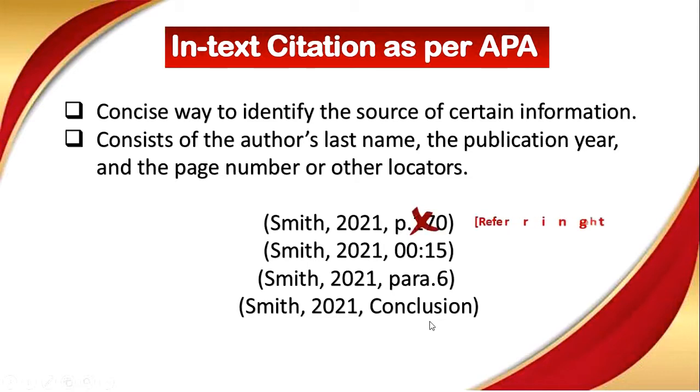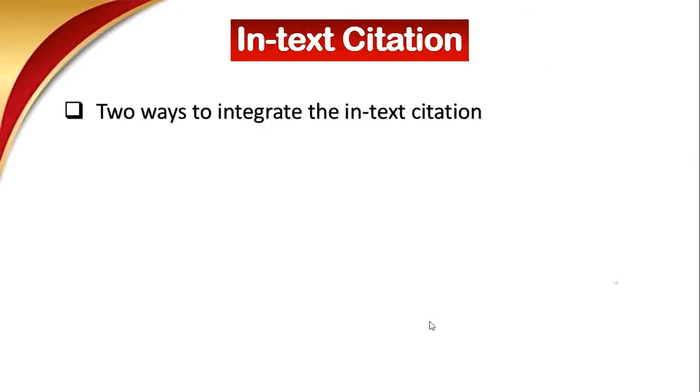One thing to remember is that you don't need to put the page number in the in-text citation if you're referring to the source as a whole. Don't need to write down the page number. Just write down the author's last name, then put a comma, and then the publication year, bracket close. That's it. Okay, let's move forward.